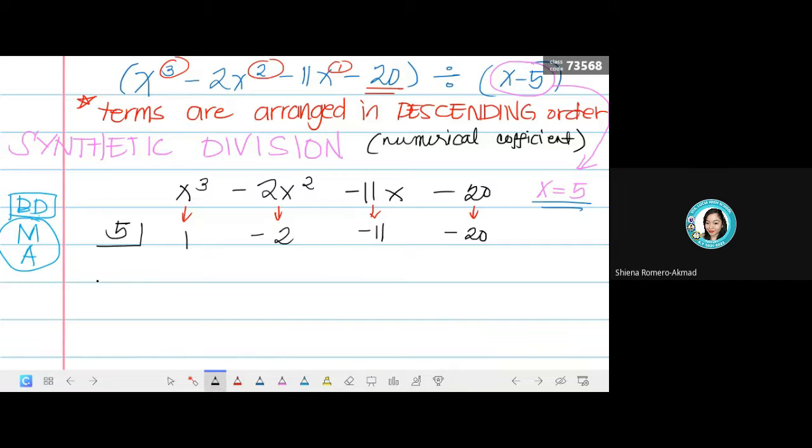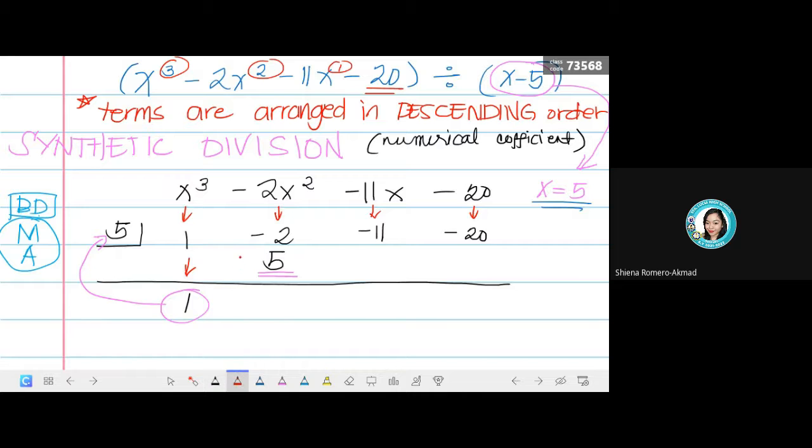Hindi kasya yung number ko dito. Yan. So una, bring down. Bring down natin si 1. So 1. Then we will multiply. Saan natin siya i-multiply? Ito po ay i-multiply natin dun sa 5. So 1 times 5 is 5. And then isusulat natin yung answer dito. So 1 times 5 is 5.